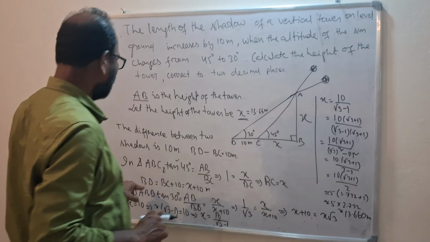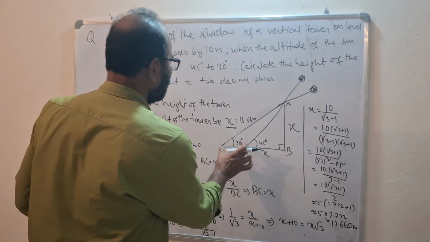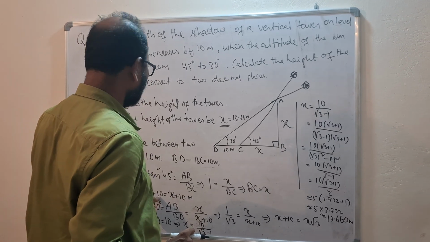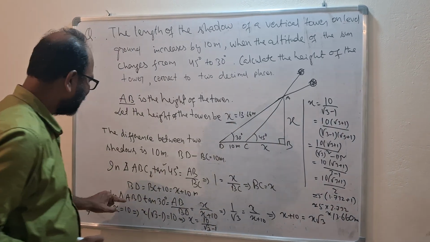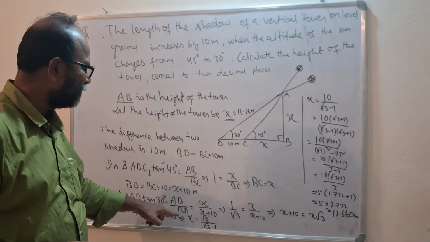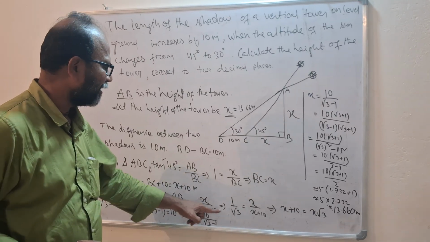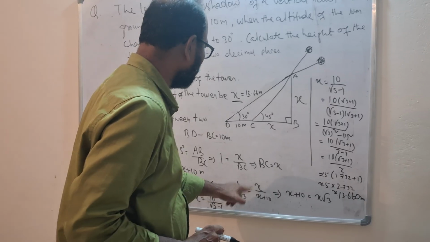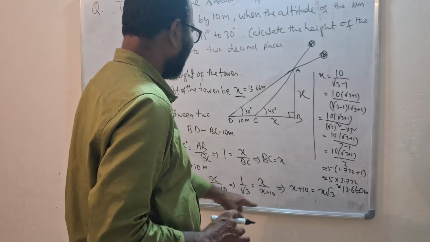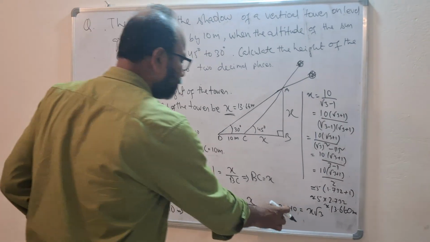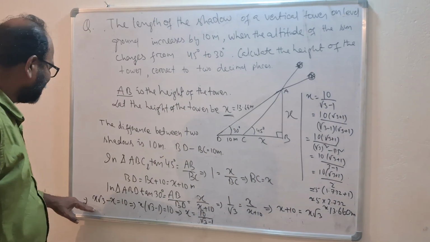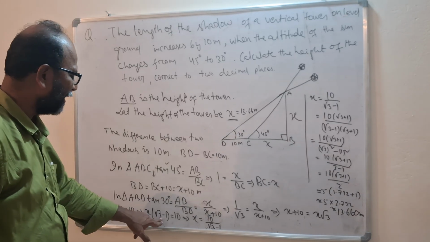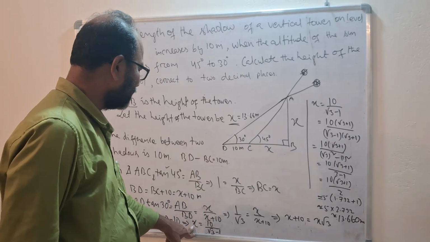Now BD is equal to BC plus CD, that is equal to x plus 10. In triangle ABD, tan 30 degree is AB by BD, that is x by x plus 10, which is 1 by root 3. This implies x plus 10 is equal to x root 3, or x root 3 minus x is equal to 10. Taking x common, x into root 3 minus 1 is equal to 10, or x is equal to 10 by root 3 minus 1.